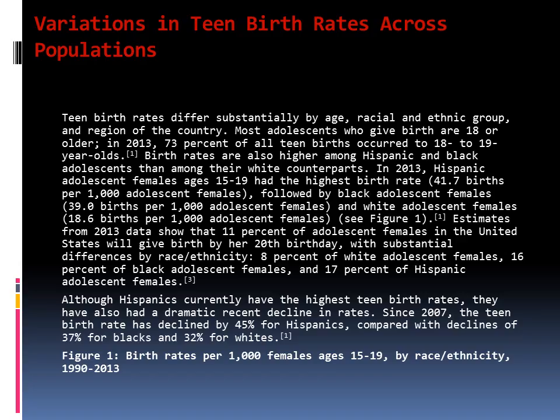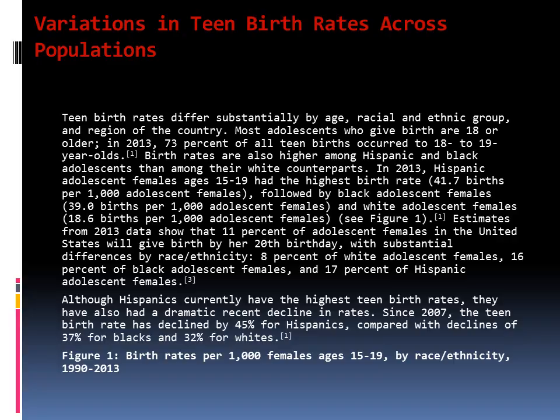Variation in teen birth rate across population. Teen birth rate differs substantially by age, racial and ethnic group, and regions of the country. Most adolescents who give birth are 18 or older in 2013. 73% of all teen births occurred to 18 to 19-year-olds. Birth rates are also higher among Hispanic and Black adolescents than among their white counterparts.